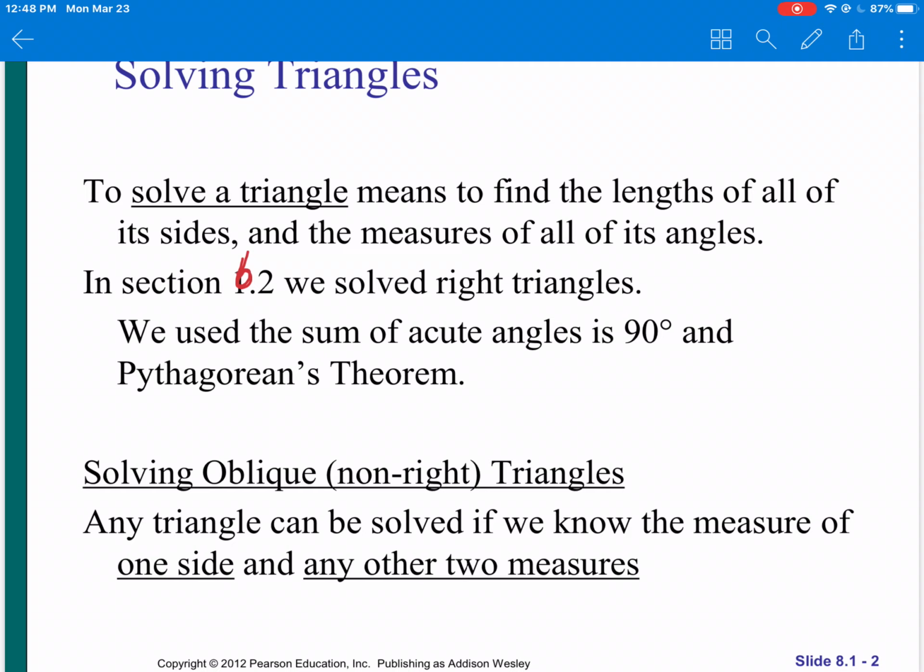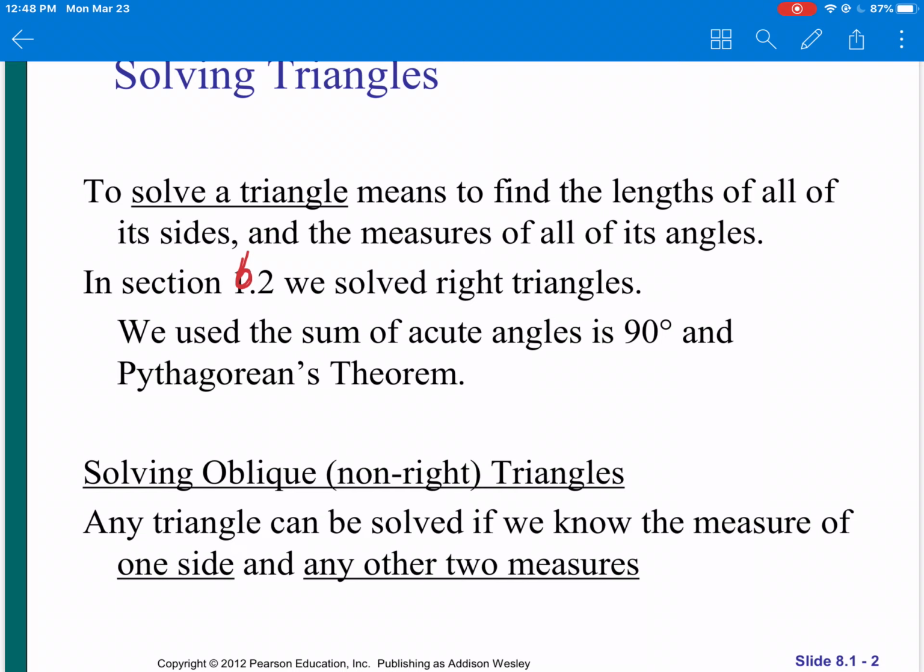We also had the basic trig functions that we could use to solve the triangles. So our opposite, adjacent, and hypotenuse definition for the trig functions. And those work fine as long as we have a right triangle. But if we have what is called an oblique triangle, which is a fancy word for a non-right triangle, how do we find those missing values? How do we find the missing angles and missing sides?